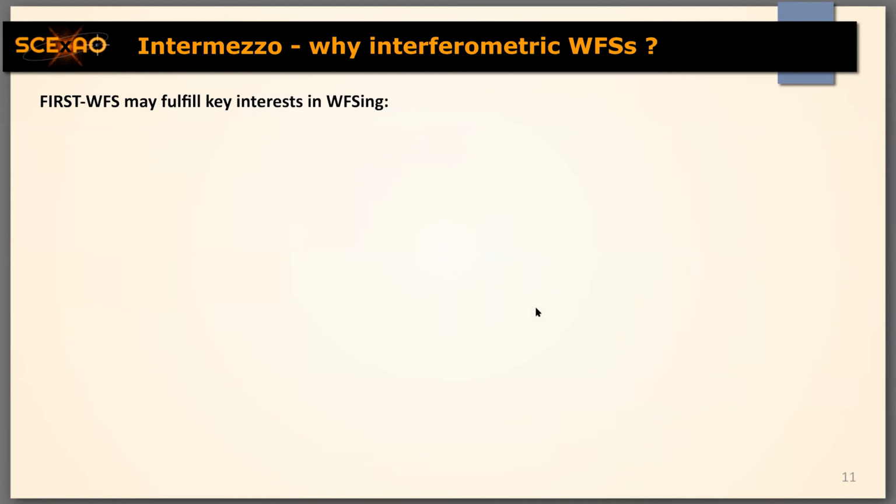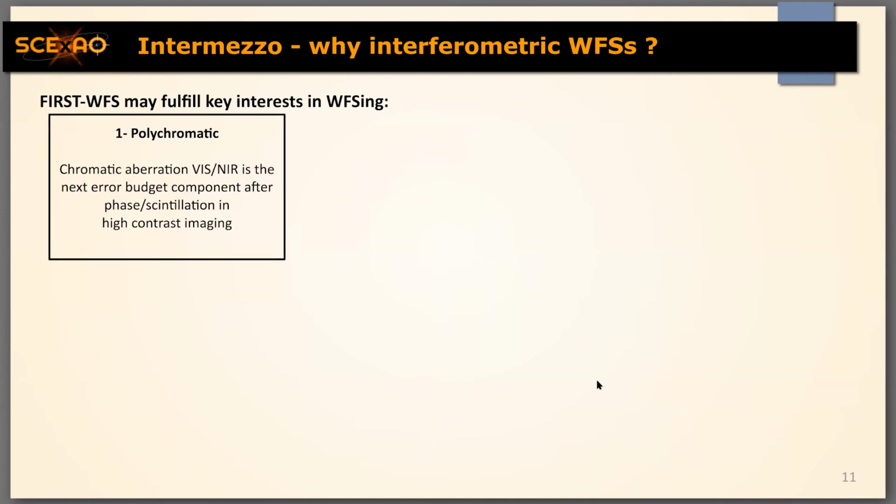So I'm doing this talk backwards, and now I'm going to say why interferometric wavefront sensing more generally, beyond FIRST, is extremely interesting. With a spectrally dispersed interferometer just like FIRST, we have polychromatic wavefront sensing. FIRST has 300 resolution, but we don't need nearly that much for chromatic characterization of the instrument or the atmosphere. But it's an interesting fact that chromatic aberration is going to be the next big budget item once we get past phase and scintillation, and for high contrast, we will always need to go deeper.